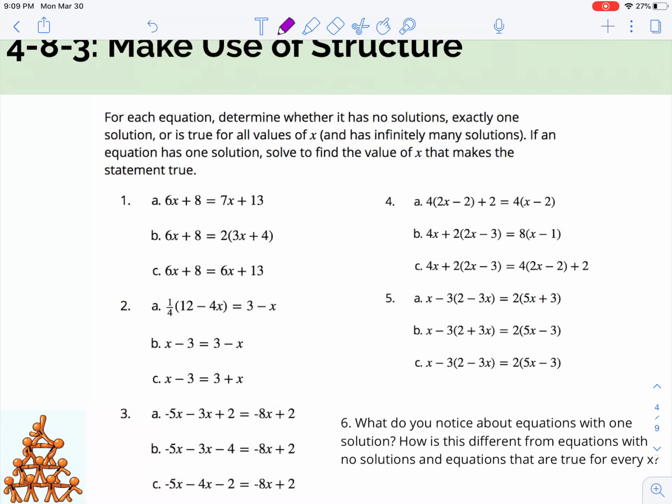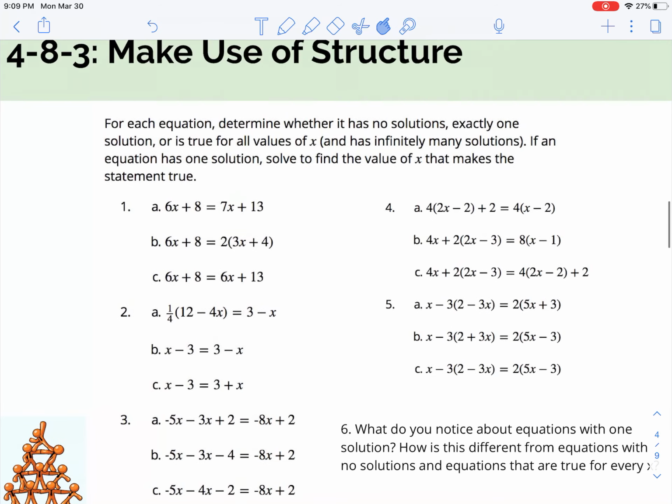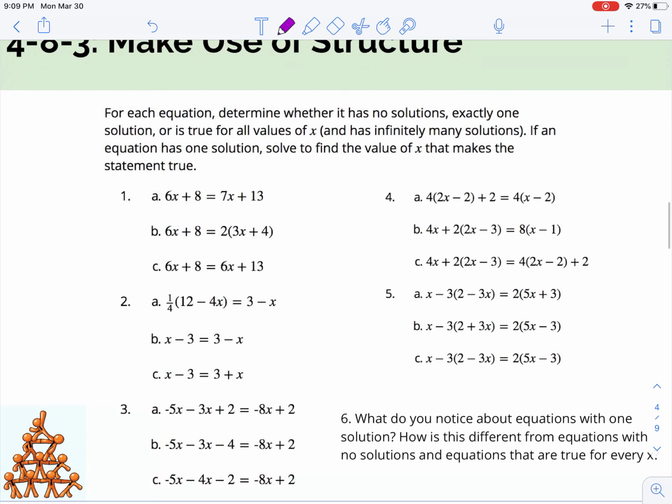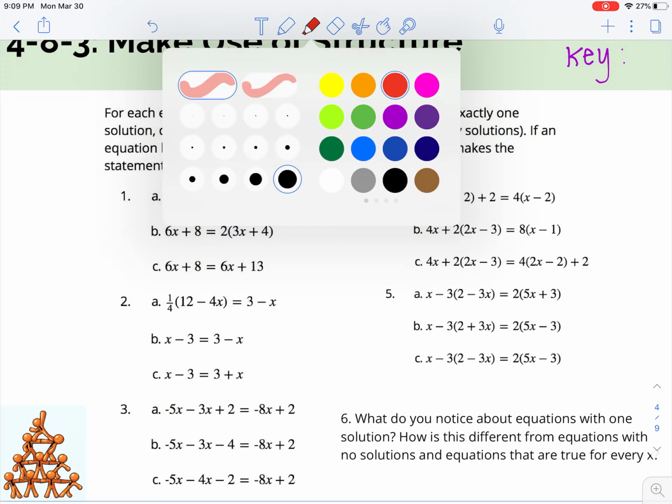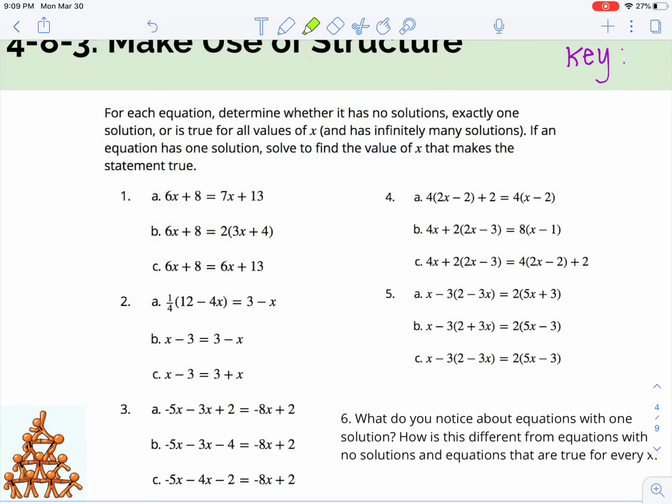Okay, so I'm going to, can I move it to the side? Okay. I'm going to try to make a key over here so you guys can have an idea about what all those things mean. So there are 3 different categories that you're going to decide which one it fits into. There is the no solution category. There is the exactly one solution category. And then there is the true for all values of x category.